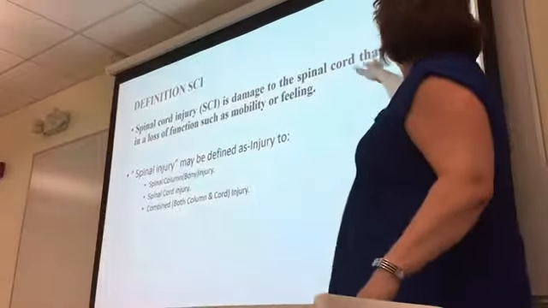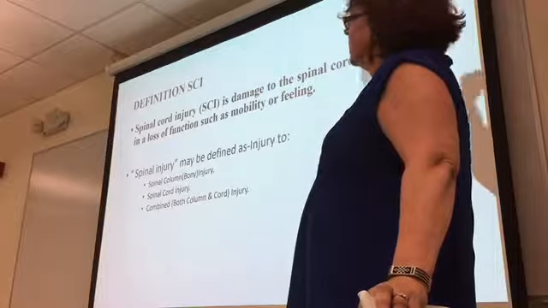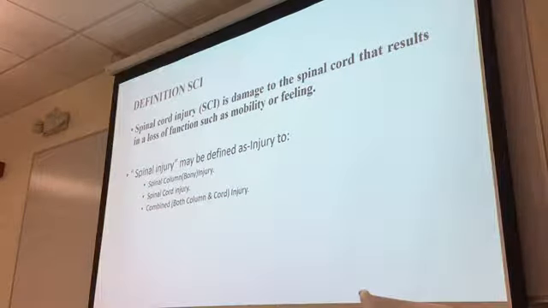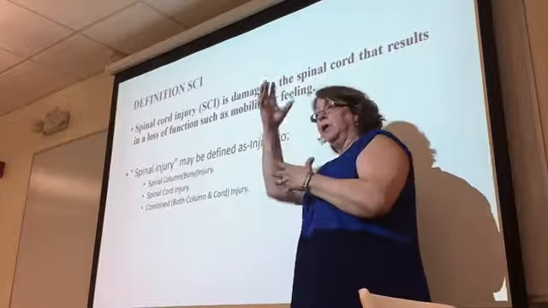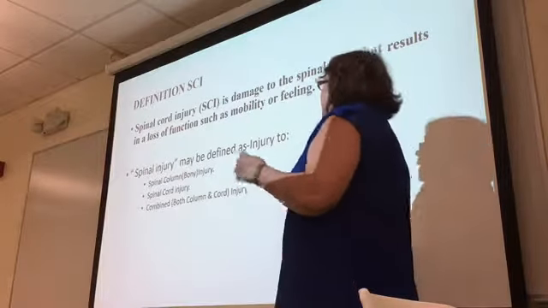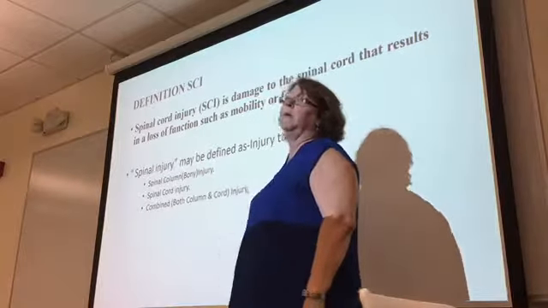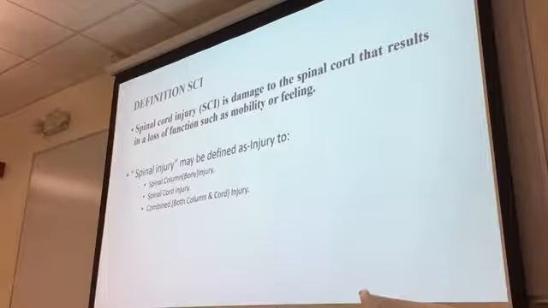So, the definition. According to, I think, the American Spinal Cord Association, spinal cord injury is damage to the spinal cord that results in a loss of function, such as mobility or sensation. It can be the spinal cord that's damaged, it can be the vertebrae that are damaged, or it can be a combination of both. But the motor and sensory issue is going to come if the spinal column is damaged.